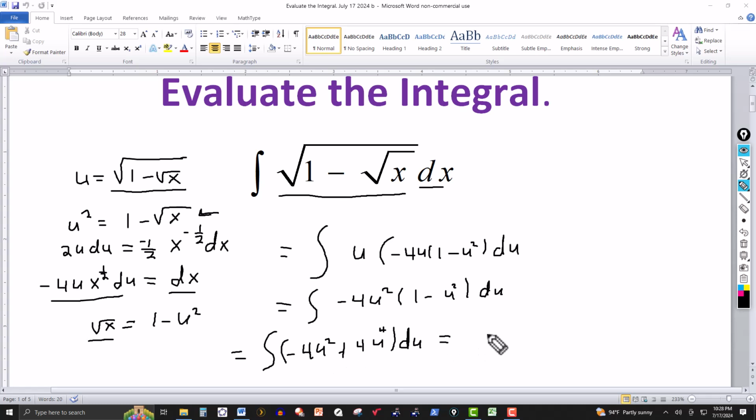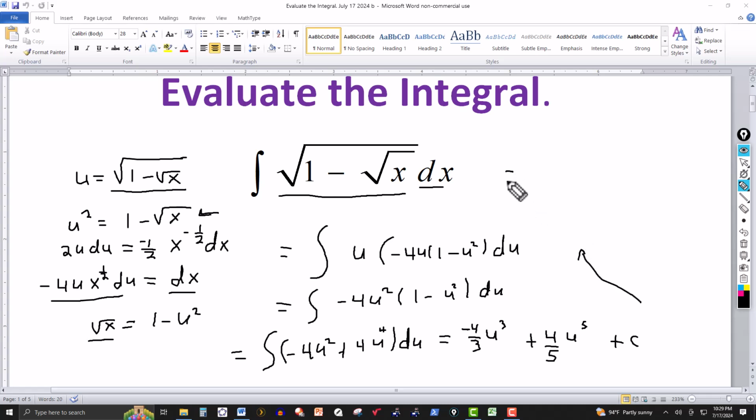So we add, for the first term, minus 4u squared, add 1 to the 2, this gives me a 3, and divide the coefficient, minus 4, by that 3. For the next term, add 1 to the 4, this will be a plus here. That's 4u to the 5th, over 5. That's plus your constant of integration. So that's the integration. All we have to do now, let's just go back up here.